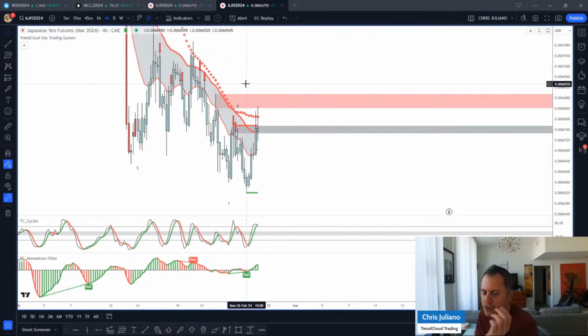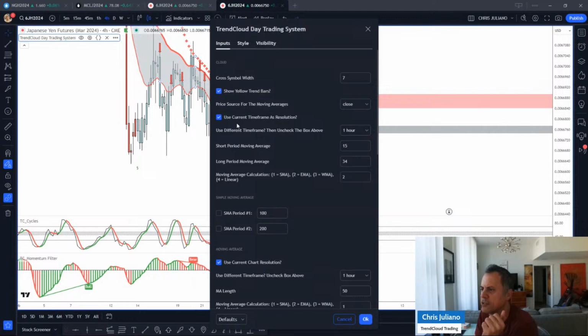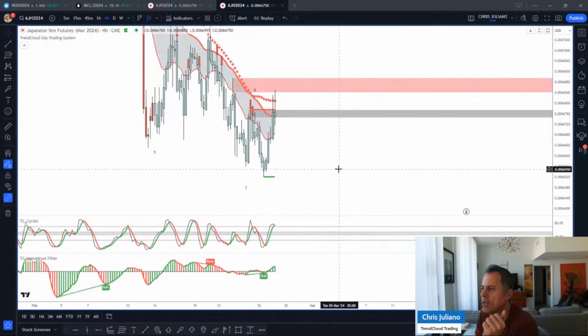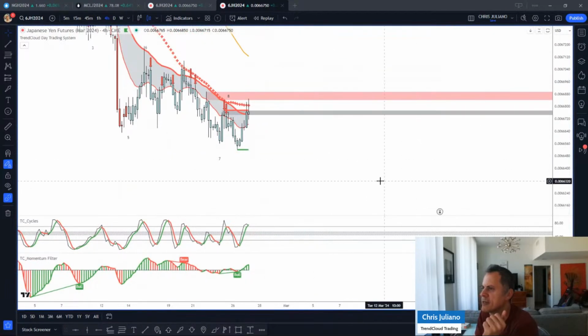And those targets could be structure. The targets could be moving averages, right? Major levels of support and resistance. In fact, where's the 100 and 200 on here? Oh, it's way up here. Okay. Way up there. It's out of sight right now.